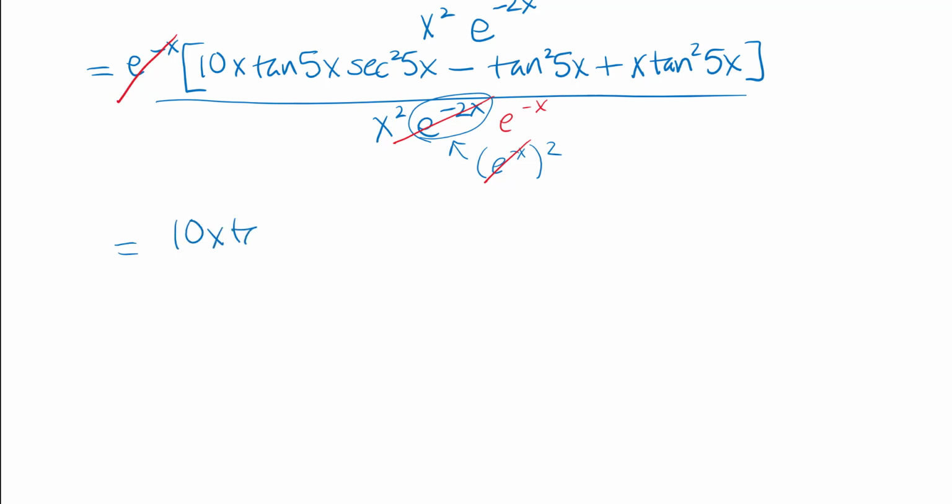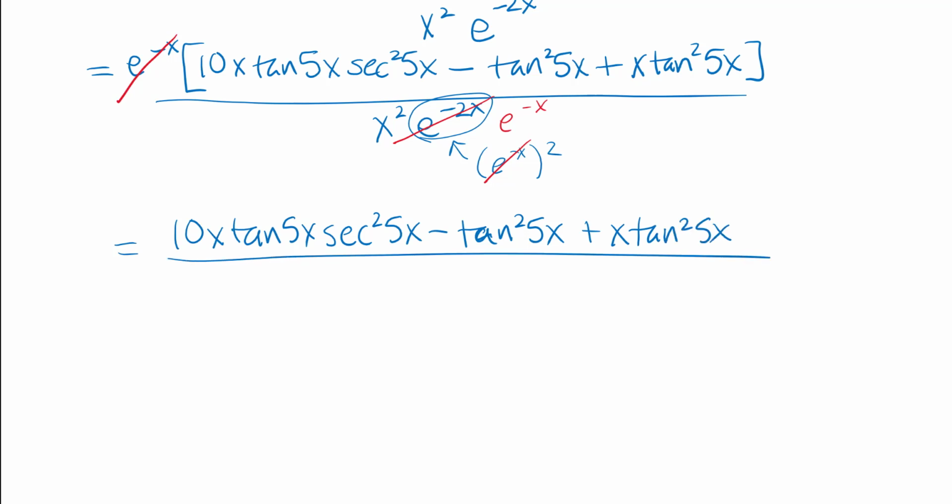10x tangent 5x secant squared 5x minus tangent squared 5x, plus x tangent squared 5x, and then pay careful attention to what you have left on the denominator. I was a little sloppy with that. I'm left with an x squared times an e to the negative x. All right, so I would probably leave my answer like that.